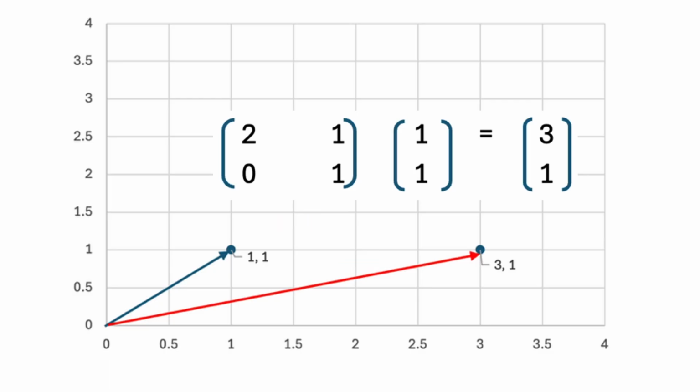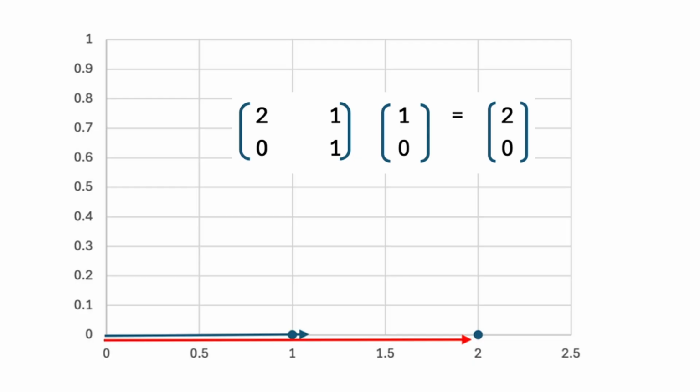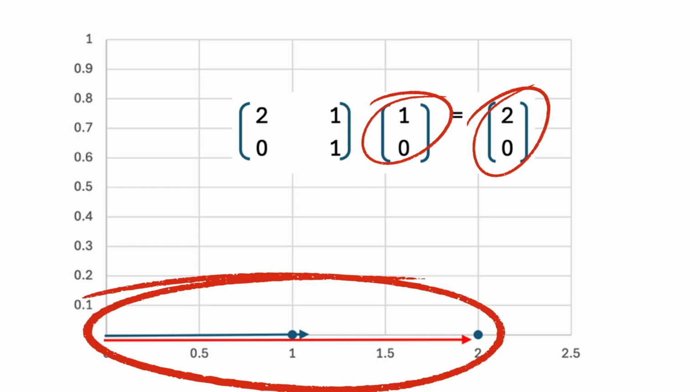Now, let's use a different starting vector, (1, 0) instead of (1, 1). Now, something remarkable happens when we do this. Take a look at this one. One particular vector enters, and it exits pointing in exactly the same direction, only longer. Here it is twice the old length, but the direction stays the same.